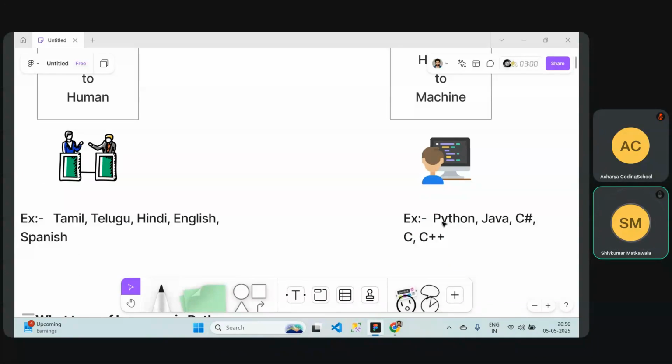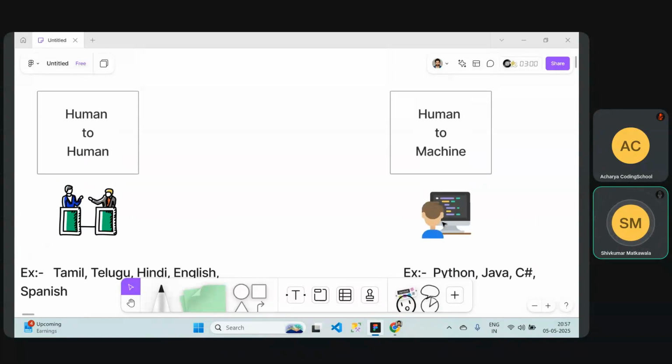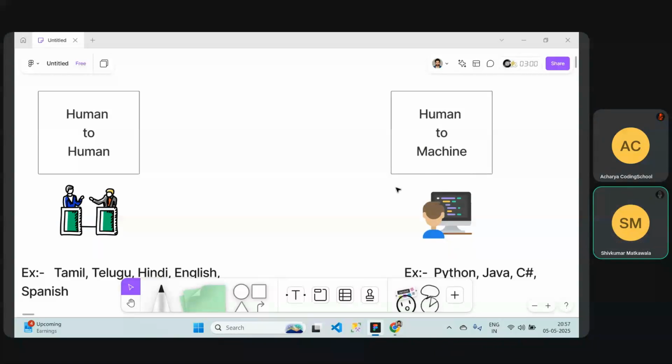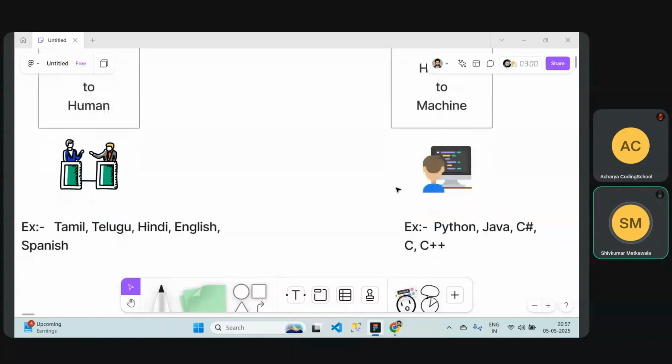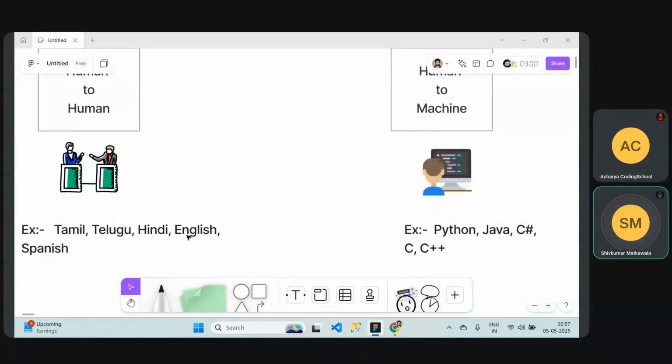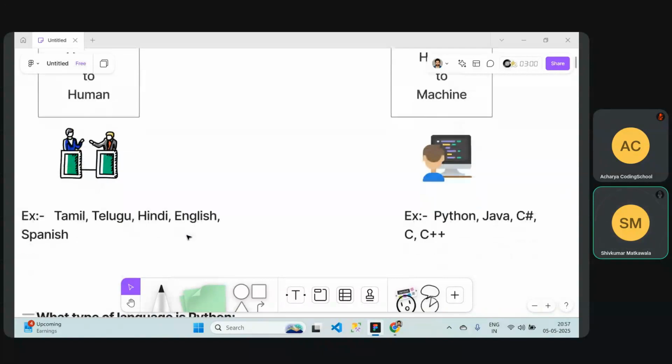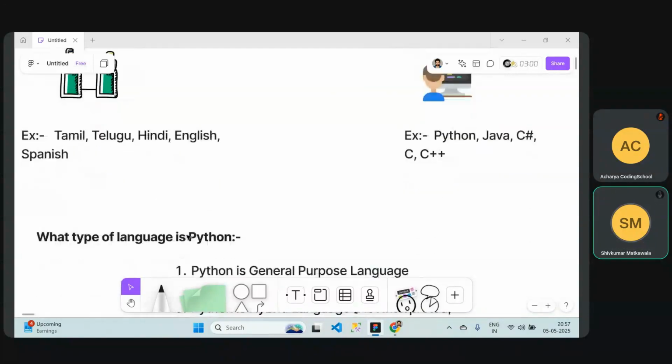So those languages are also called programming languages. Programming languages are used to communicate with machine. Simple. And what are Tamil, Telugu, Hindi, English, Spanish? Human to human interaction languages. So guys, this is about a language, and we understood Python is also a language, but this language is used to communicate with machines only, your computers, your servers.